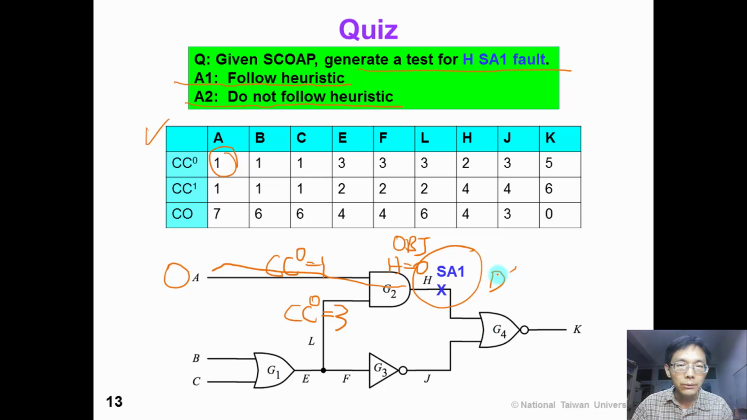However, if we don't follow the heuristic, let's say we choose the hardest input, and we would make a decision so that B is 0 and C is 0. In this case, E would be 0 and J would be 1, which would block the propagation. So we would need a backtrack that wastes a lot of time. This small quiz shows that the heuristic really helps us to make smart decisions early.